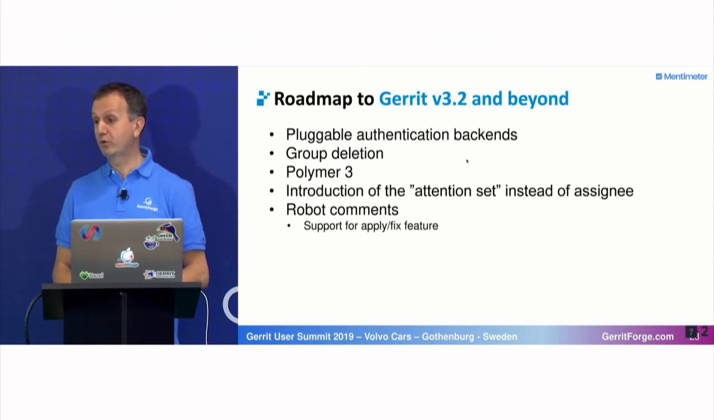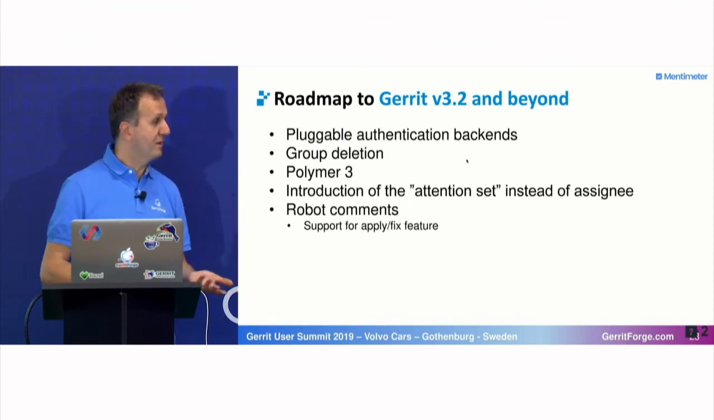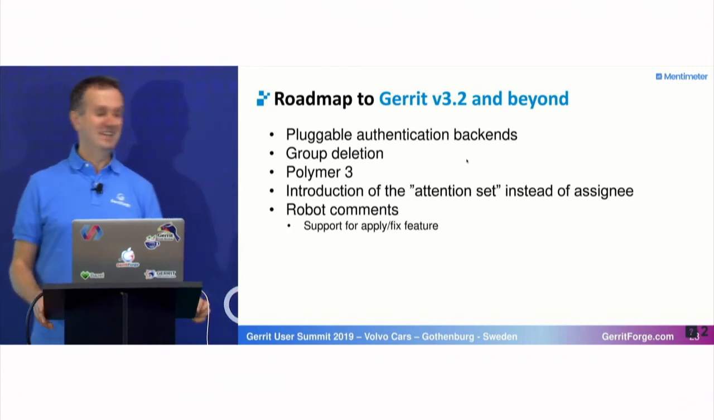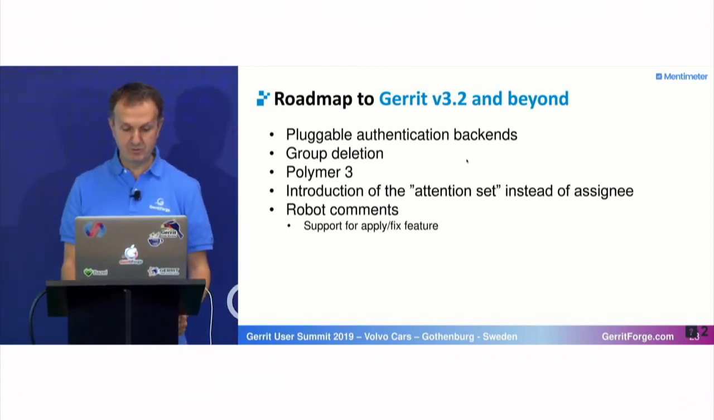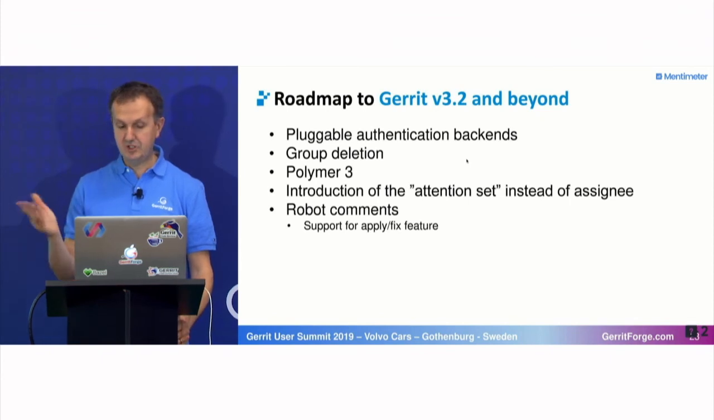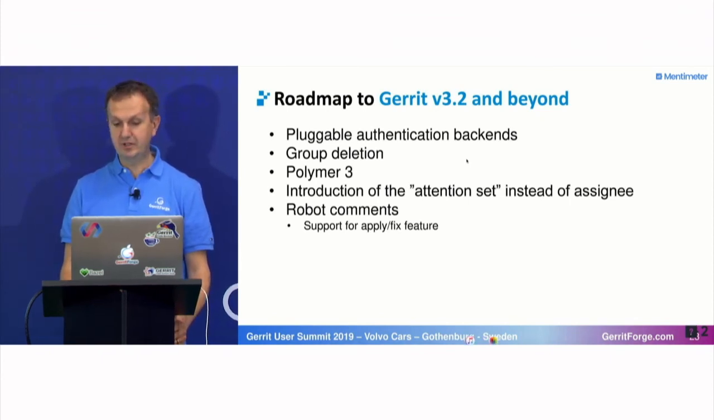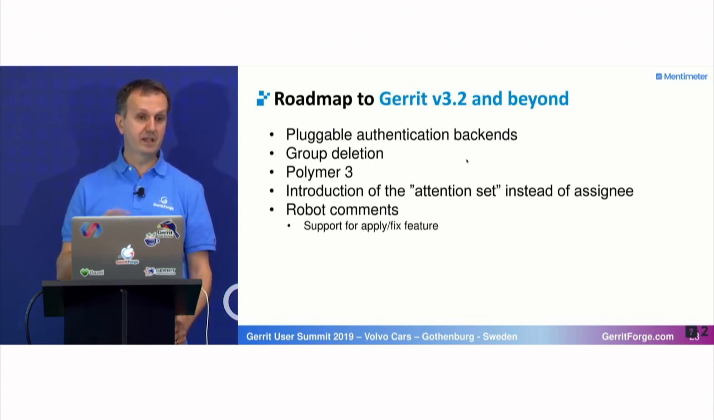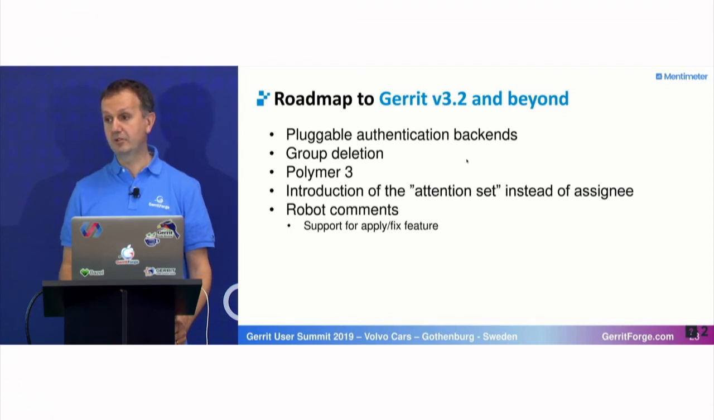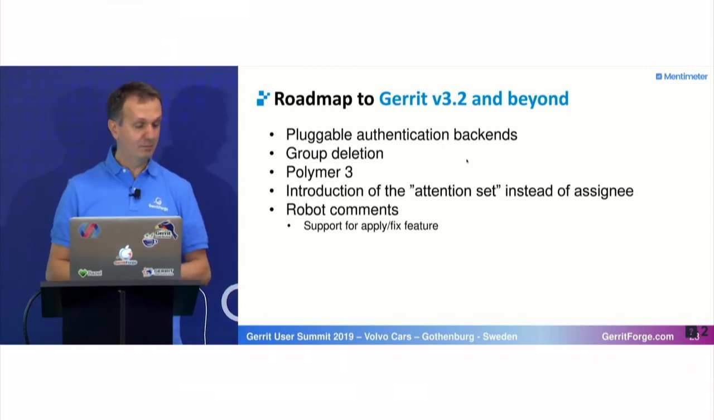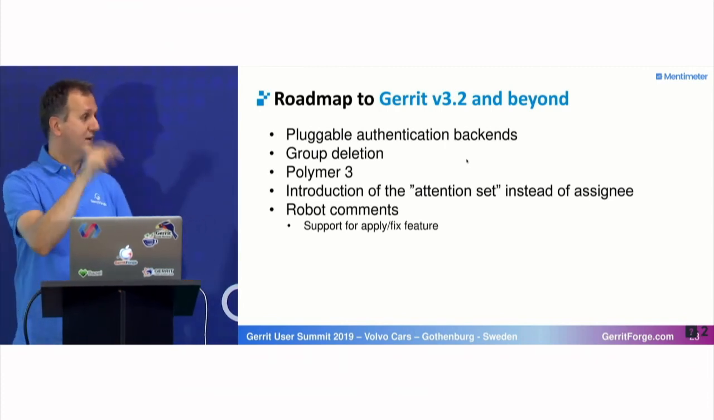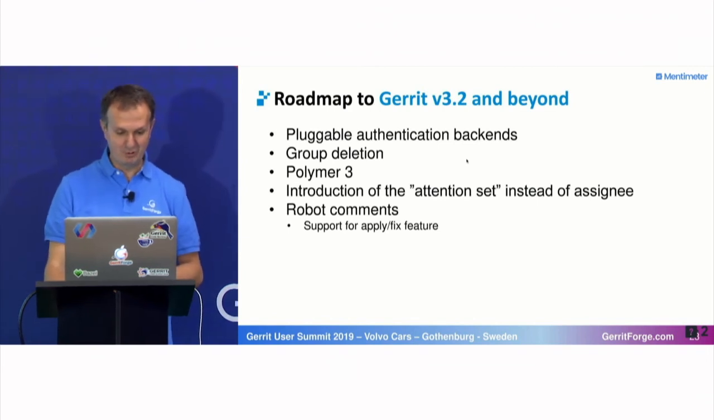The removal of groups. So we did the delete project. Maybe we can do the delete group. Why not? Migration to Polymer 3, but I will leave this one to the Polymer team. And just yesterday there was an interesting discussion about the attention set. And I'm hopeful that we get it done very soon. And the improvement of robot comments. This is something where Gerrit was innovating compared to GitHub, but then we were stuck on that. I believe there was a fantastic talk by Patrick years ago, but just the apply fix button was missing. So we'll work on improving that one.